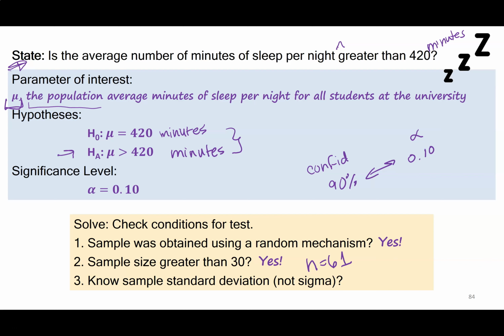And then our third one, do we know the sample standard deviation? Like, do we have sample information? Yes. So we can use T. If you know sigma, go to Z. If you don't know sigma, we have to use T. So yes, we meet this as well.